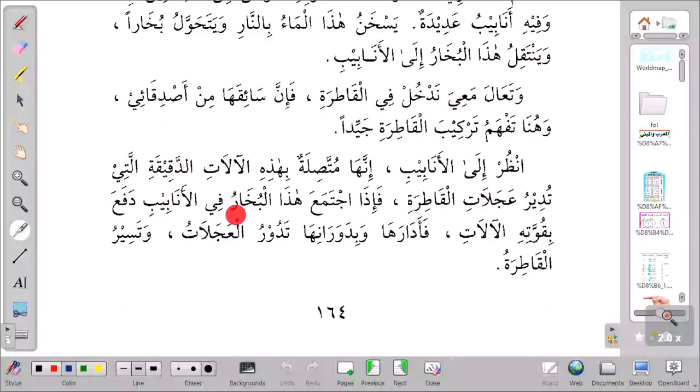فَإِذَا اجْتَمَعَ هَذَا الْبُخَارُ فِي الْأَنَابِيبِ دَفَعَ بِقُوَّتِهِ الْآلَاتِ, and if the vapor gathers in the pipes, it pushes the tools by its strength. فَأَدَارَهَا, and then it moves them. وَبِدَوَرَانِهَا تَدُورُ الْعَجَلَاتُ, and by their movement the wheels turn. وَتَسِيرُ الْقَاطِرَةُ, and then the qatira, the locomotive, moves. So he's explaining how the engine works and how its movement turns the wheels.